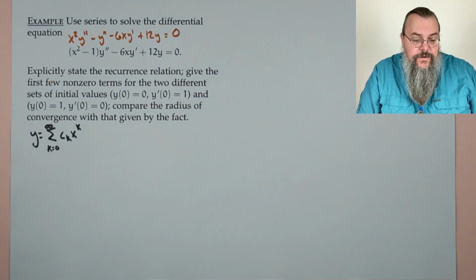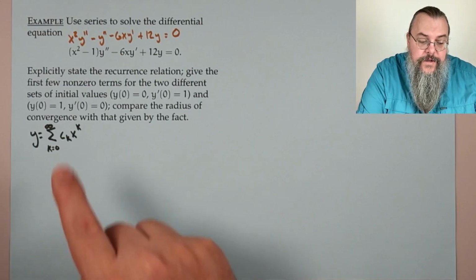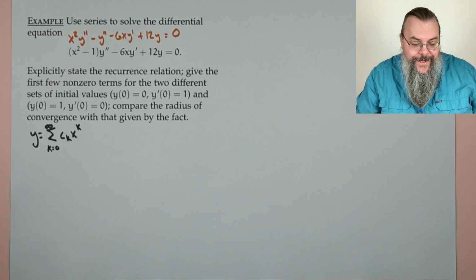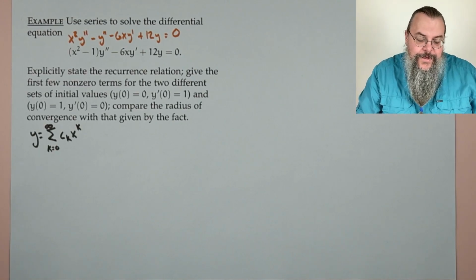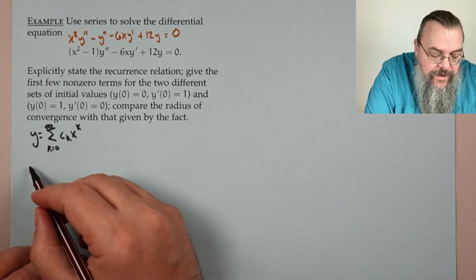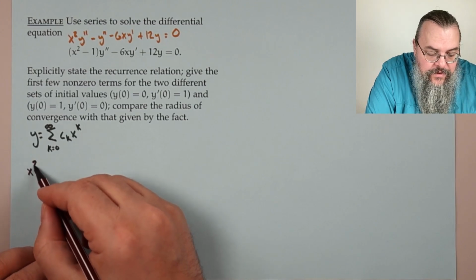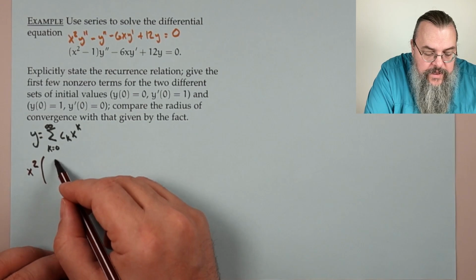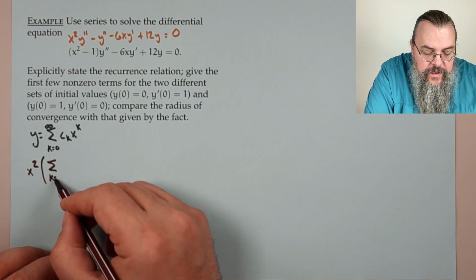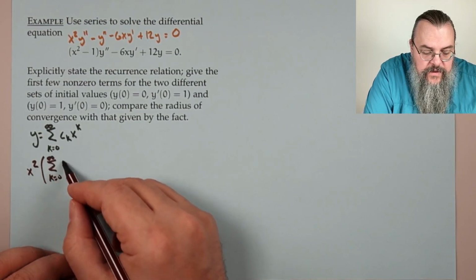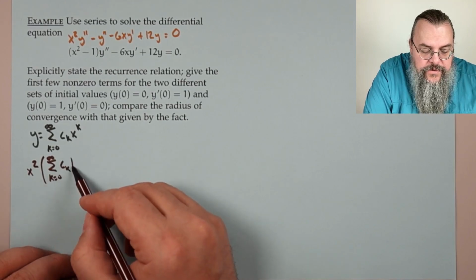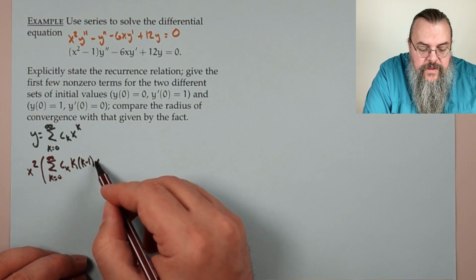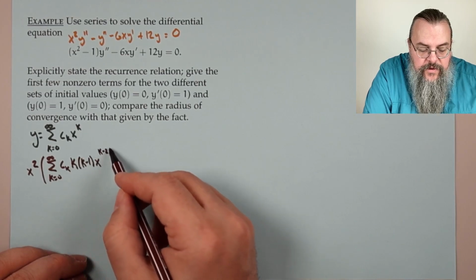And so we plug in term by term. And what we're going to have is a lot of stuff. And so just be patient, work the process. So x squared times y double prime. So let's go ahead and just write that out. That's the sum, k equals 0 to infinity, c sub k. First order will bring down a k. The next one will bring down a k minus 1. And we'll have x to the k minus 2.